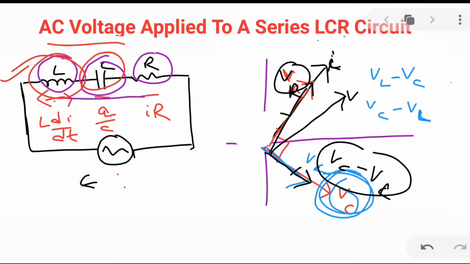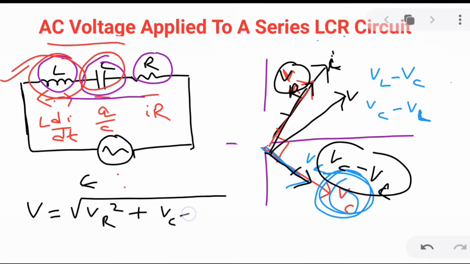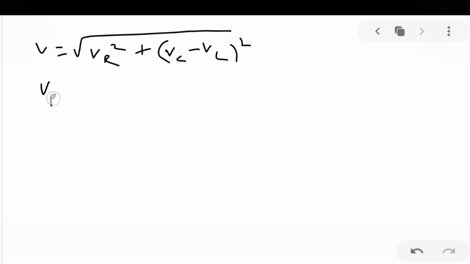So suppose this is V. What will be the magnitude of this V? It will be the square root of VR square plus (VC minus VL) square. Correct? We know that VR is equal to I into R.